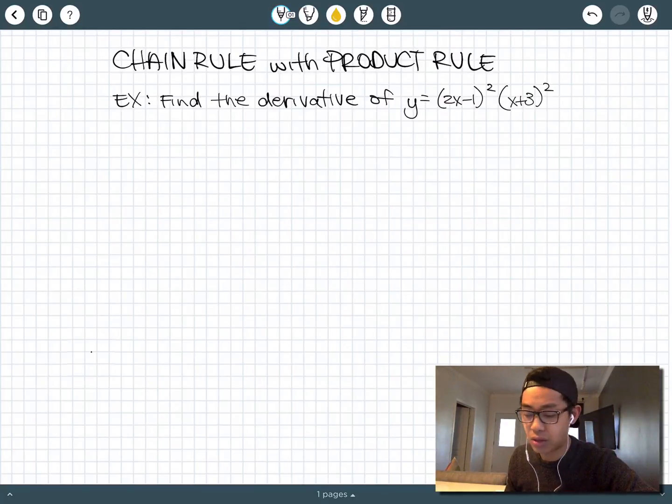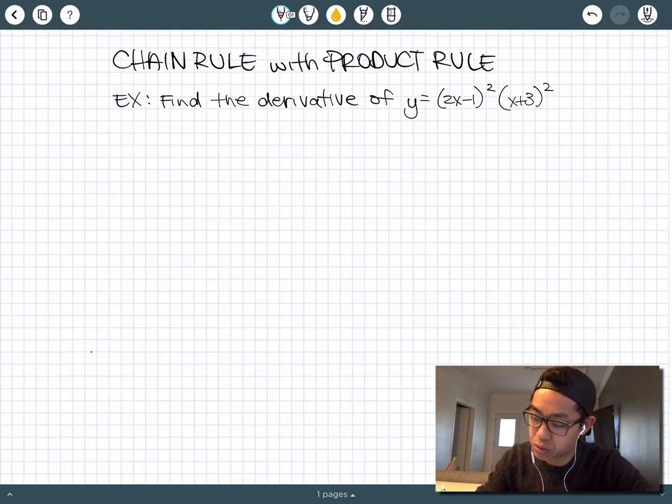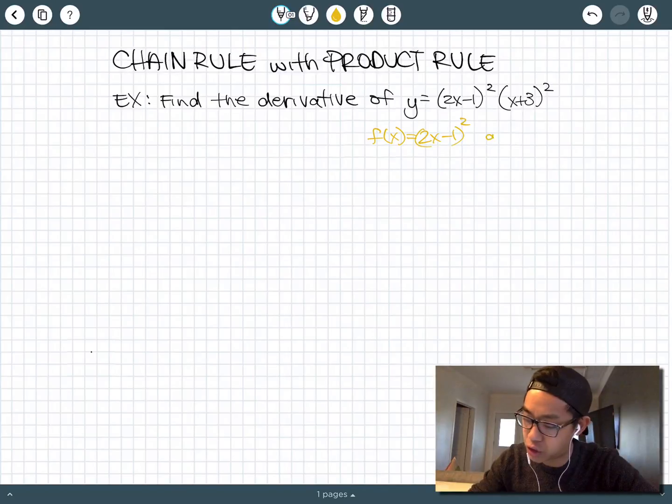We can see, how many functions are there here? There's 2. What's going on between those two functions? It's a multiplication. So then we must use product rule. We'll start by saying that f(x) = (2x - 1)^2, and g(x) is going to be (x + 3)^2. Let's find f prime and let's find g prime.